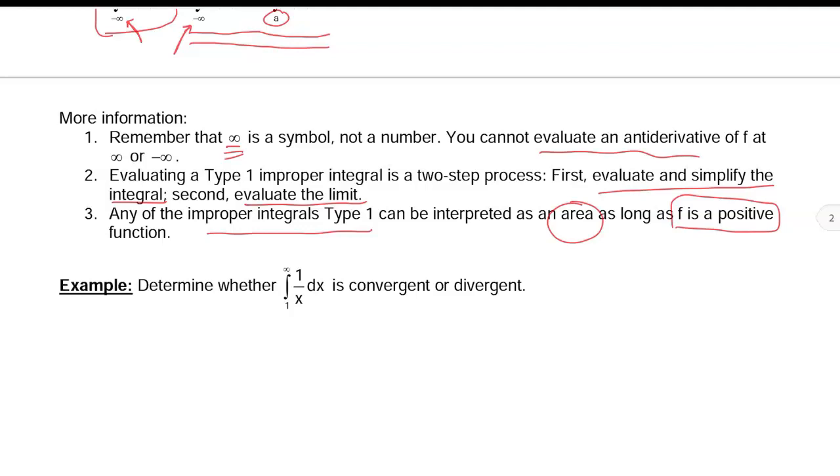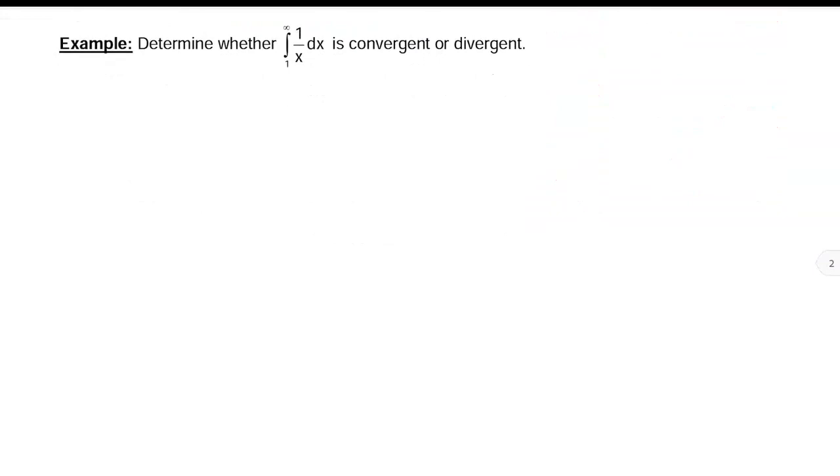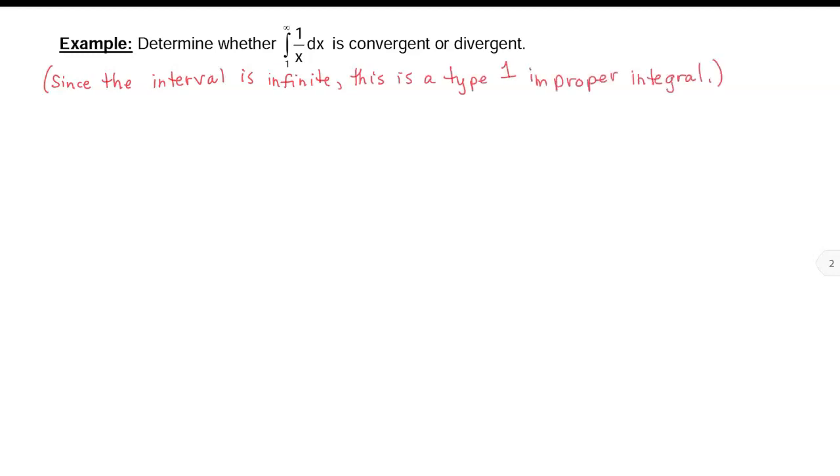Okay, we'll look at another very, very important example. Here's the integral of 1 over x, and we're going to go from 1 to infinity. Let's determine if it's convergent or divergent. Proper notation is going to be checked.